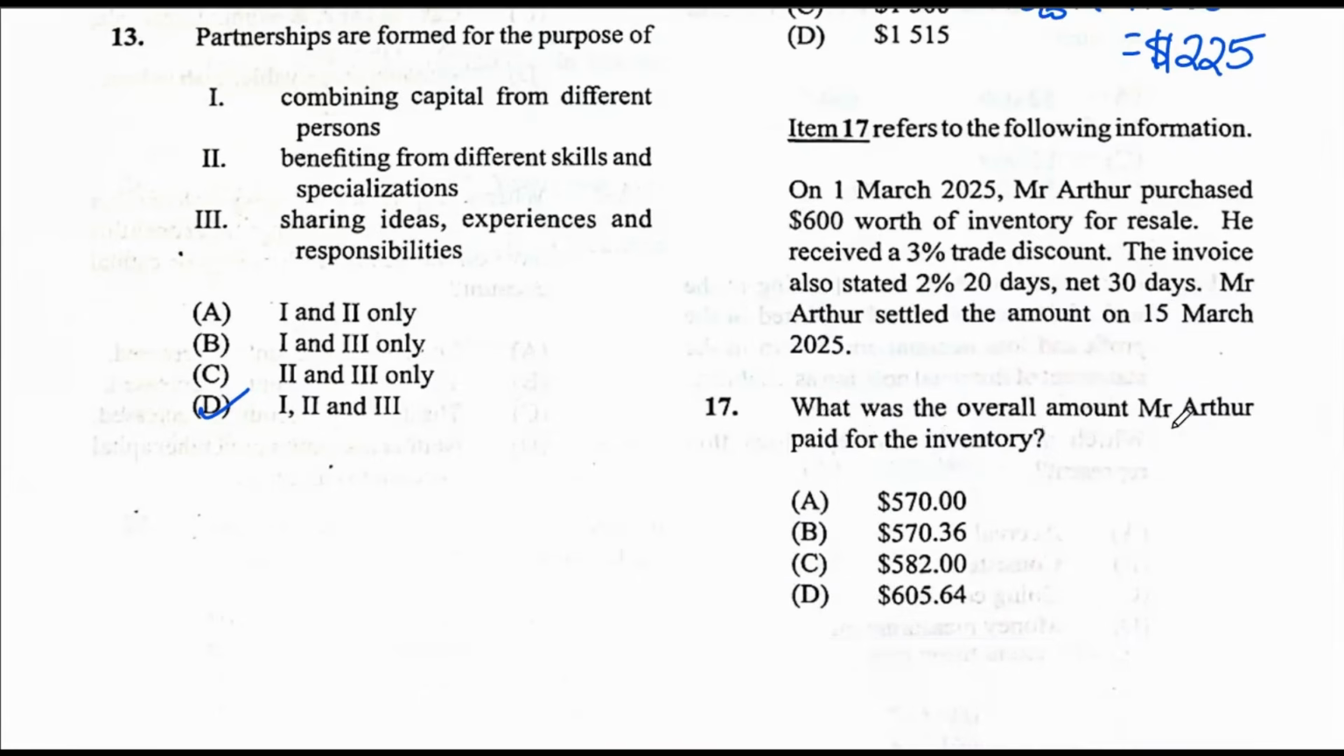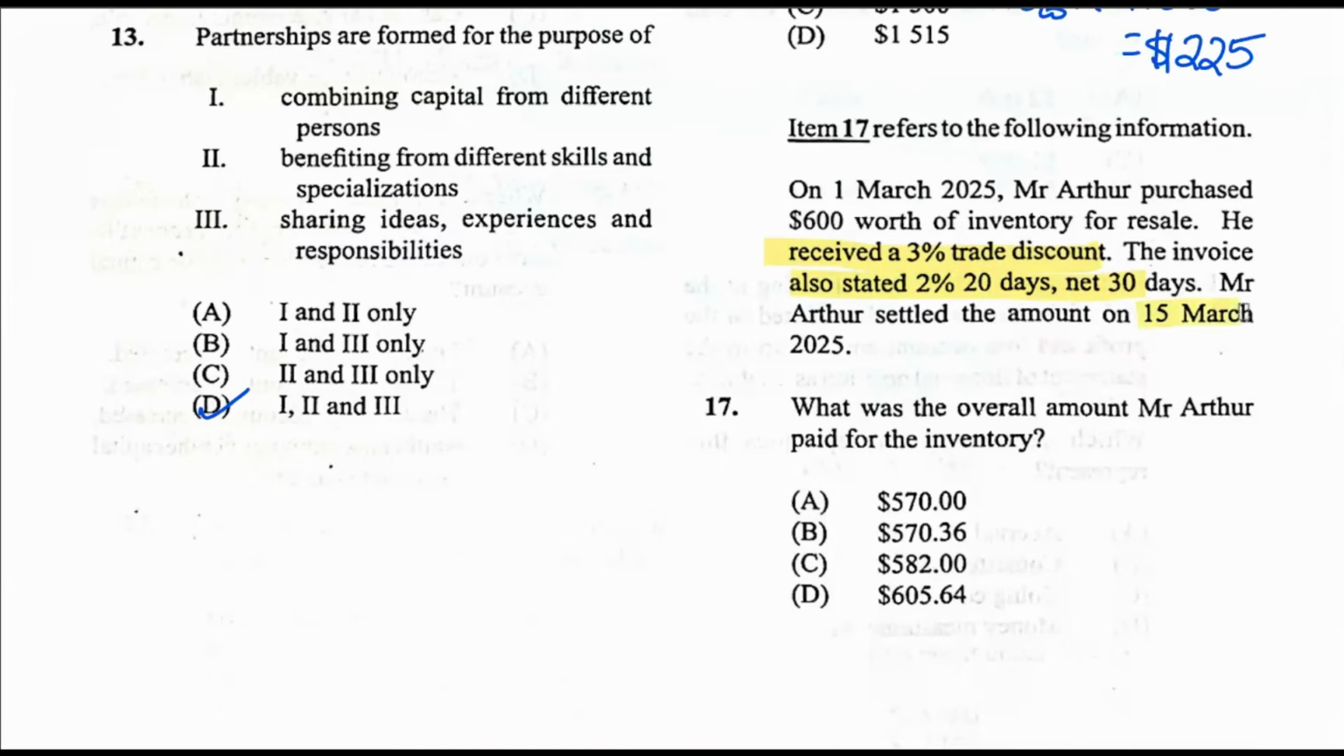What was the overall amount Mr. Arthur paid for inventory? Alright, so we know that we're looking to see how much Mr. Arthur paid for the inventory that he bought. Let's go to the paragraph. On March 1st, Mr. Arthur purchased $600 worth of inventory for resale. He received a 3% trade discount. Very important note. The invoice also stated 2% 20 days, net 30 days. Mr. Arthur settled the amount on the 15th of March 2025.